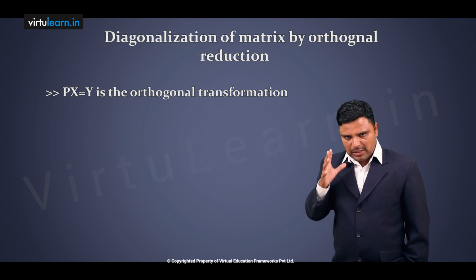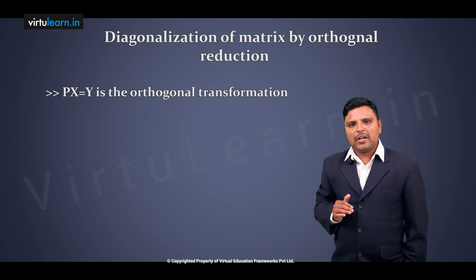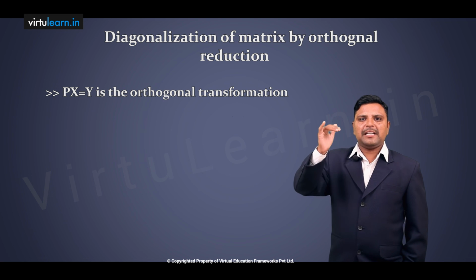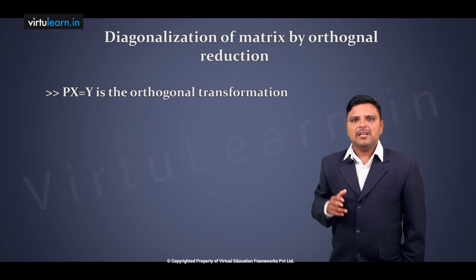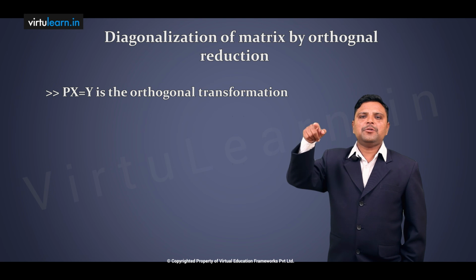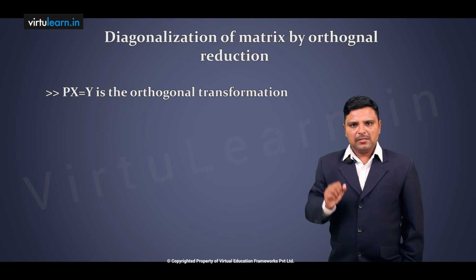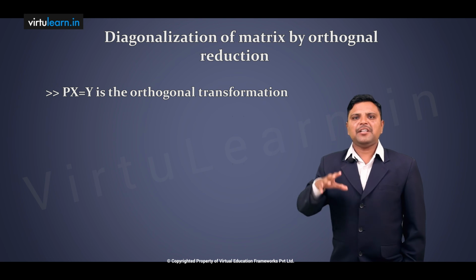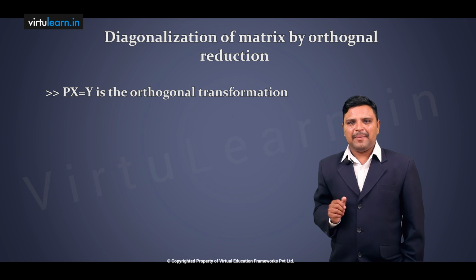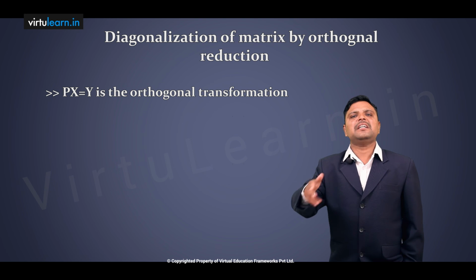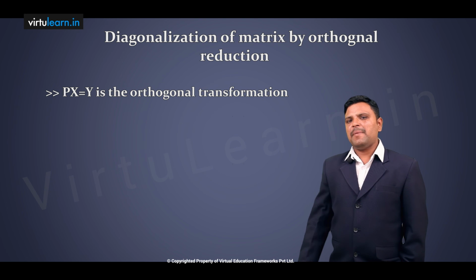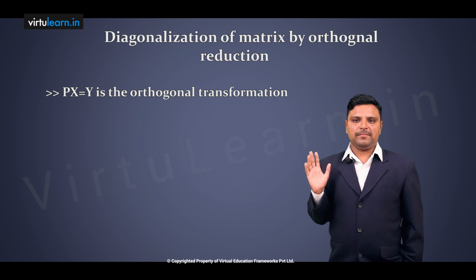After completion of this process, the normalized modal matrix P cap equals x1 by norm x1, x2 by norm x2, x3 by norm x3. Calculate P cap transpose A into P cap separately. If it is the diagonal matrix D, whose diagonal elements are the eigenvalues of A, then we can say that A is diagonalizable by orthogonal reduction. This is the procedure.